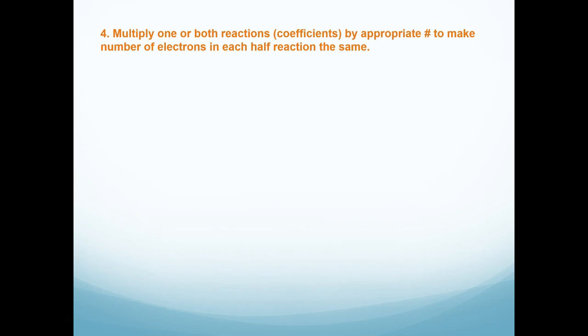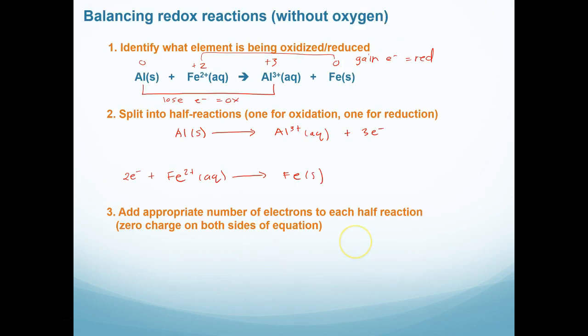The next step is we want to multiply one or both equations or reactions, the coefficients, by the appropriate number to make the number of electrons in each half reaction the same. So if we go back, we have 3 electrons here, we have 2 electrons here. So I need to multiply this whole thing by 2, and I need to multiply this whole thing by 3. Okay, and I'm going to write it down here.